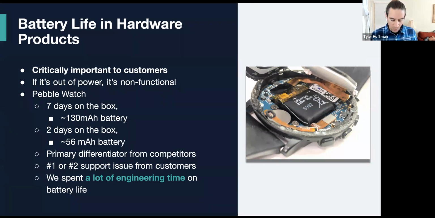From customer support cases, it was usually Bluetooth connectivity. That was 1 or 2 on the list of issues that we got from customers. And then it was battery life. And so we spent a lot of time both thinking about battery life, building up infrastructure to measure and monitor it, and then enabling our customer support teams to look at it as well.